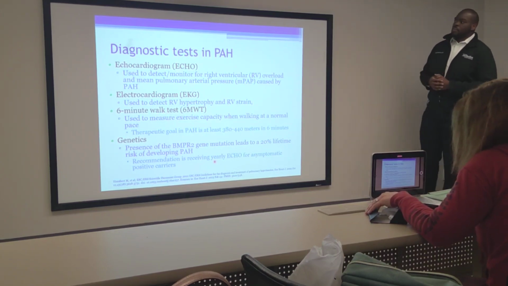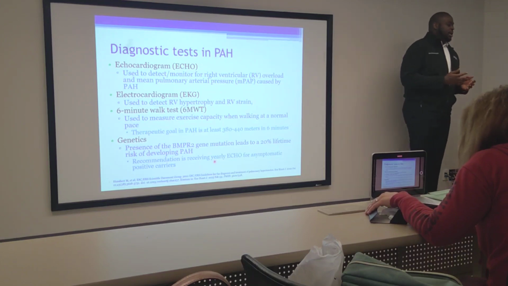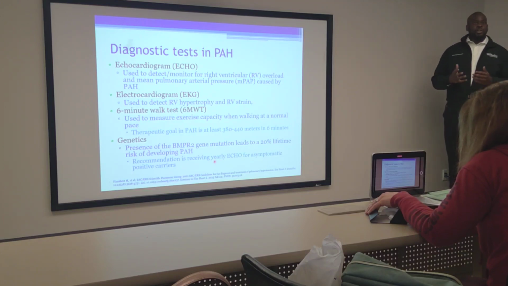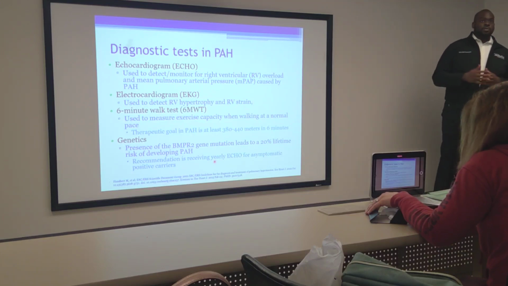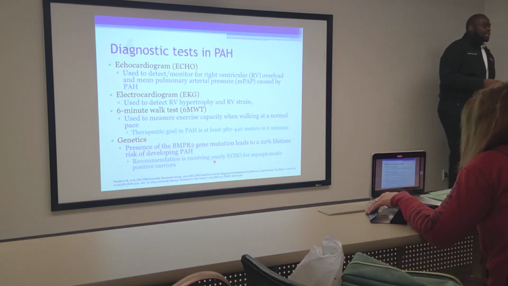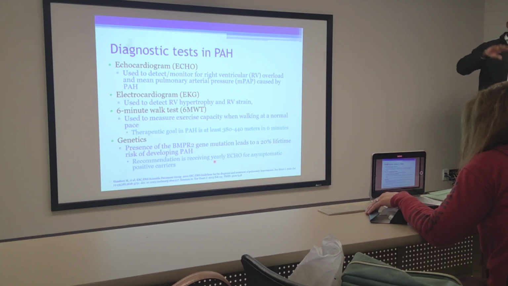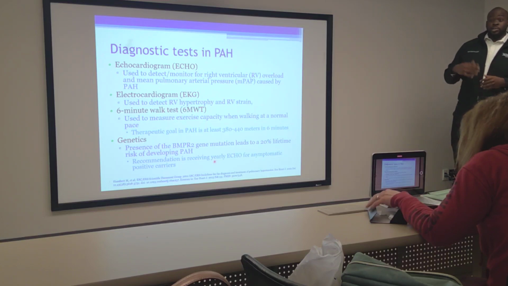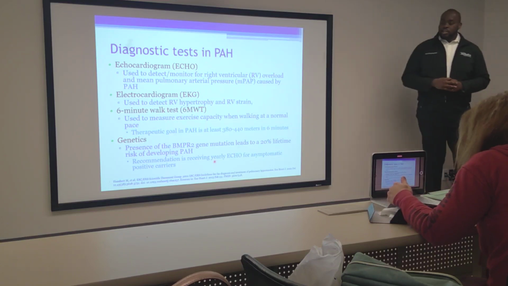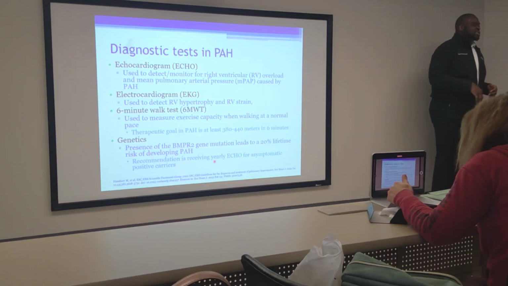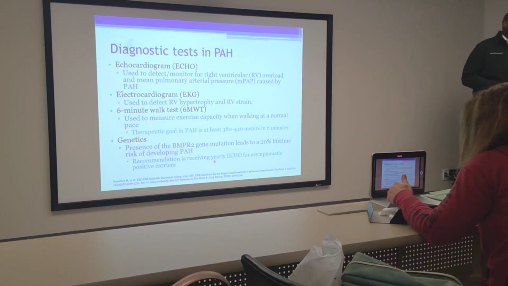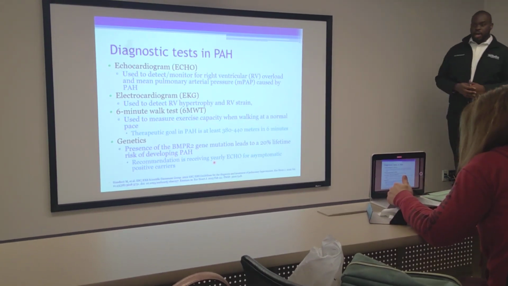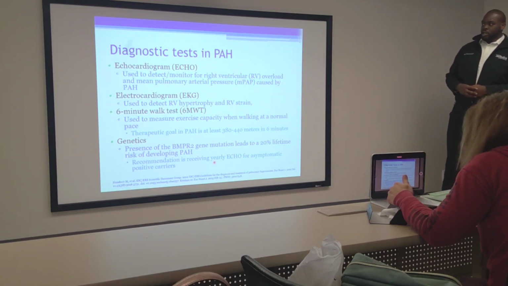So first we have our echo, which can be done inpatient or outpatient. This is where you usually detect or monitor for right heart function to see that pulmonary overload if it's there, as well as calculating your mean pulmonary arterial pressure, or the impact caused by PAH. That'll be a part of the diagnostic criteria we'll talk about in the next slide. Next, we also have our EKG, which is used to detect RV hypertrophy as well as RV strain, which you see because of the right heart failure.